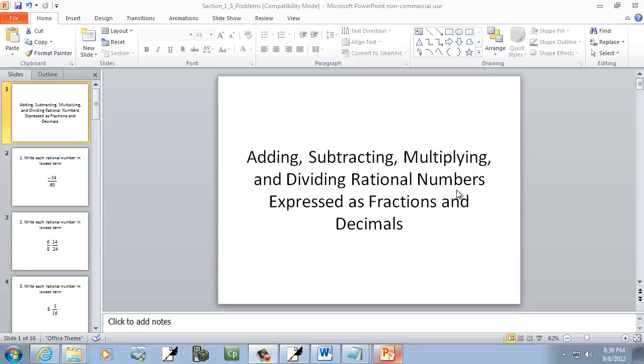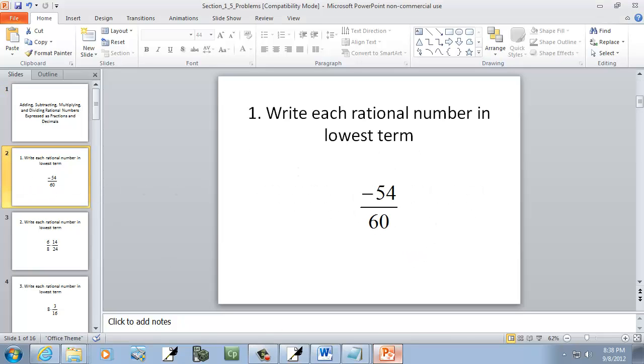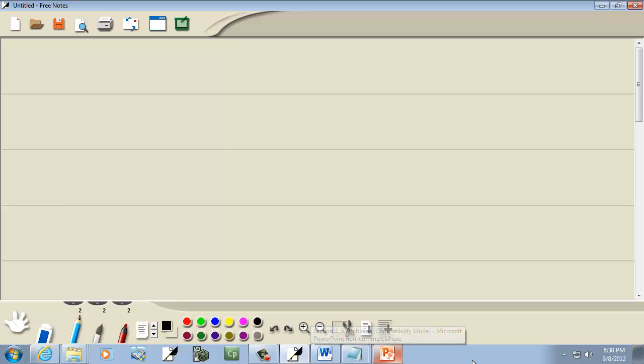Let's take a look at adding, subtracting, multiplying, and dividing rational numbers expressed as fractions and decimals. A lot of this we've seen before, but they're just putting it in a different terminology. So let's look at our first problem. It says write each rational number in lowest terms. They're referring to it as a rational number. We're used to some earlier sections calling it a fraction.